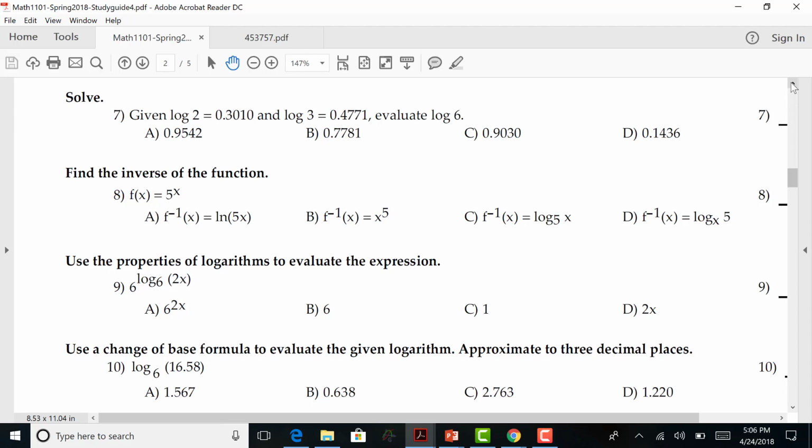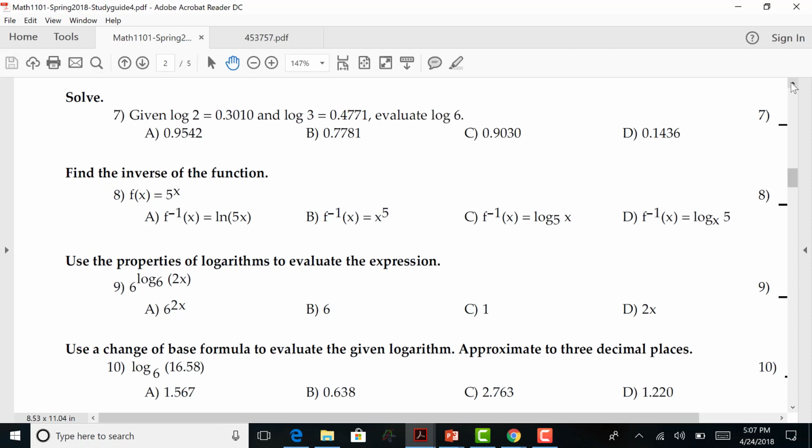Number 7 says find log of 6. It wants you to use the log of 2 and the log of 3. So that means the only numbers you have are 2 and 3. What do you know about 2 and 3? Don't you just add them together? You do, but why? Because what?